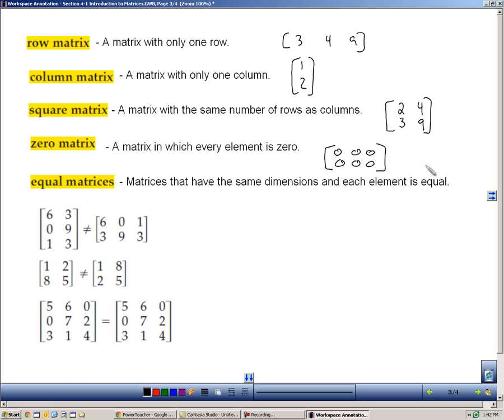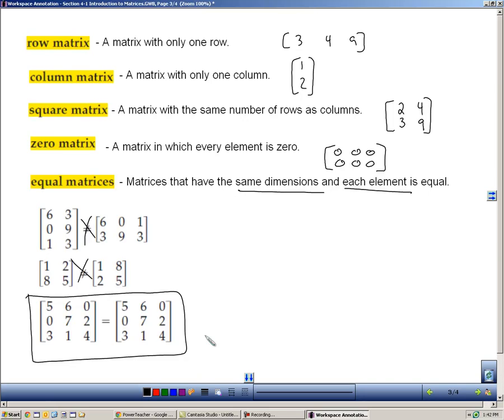And then matrices that are equal have the same dimensions and the same elements. So here we have all the same numbers, but the dimensions aren't the same. This is a 3 by 2 and this is a 2 by 3, so that won't work. This one, same dimensions, and most of the numbers are the same, but 8 and 2 are switched, so that can't be equal. And these 2 matrices are actually equal. They're both 3 by 3s, and every element is the same.